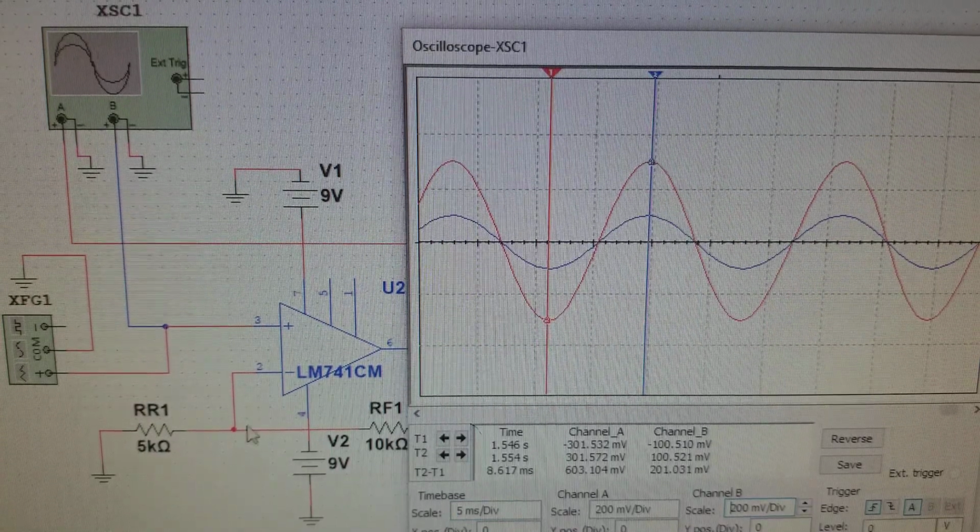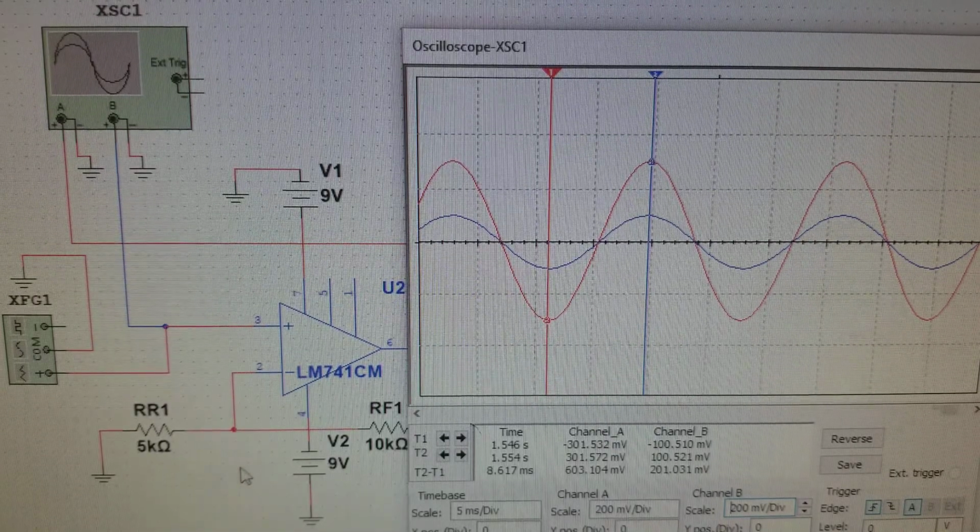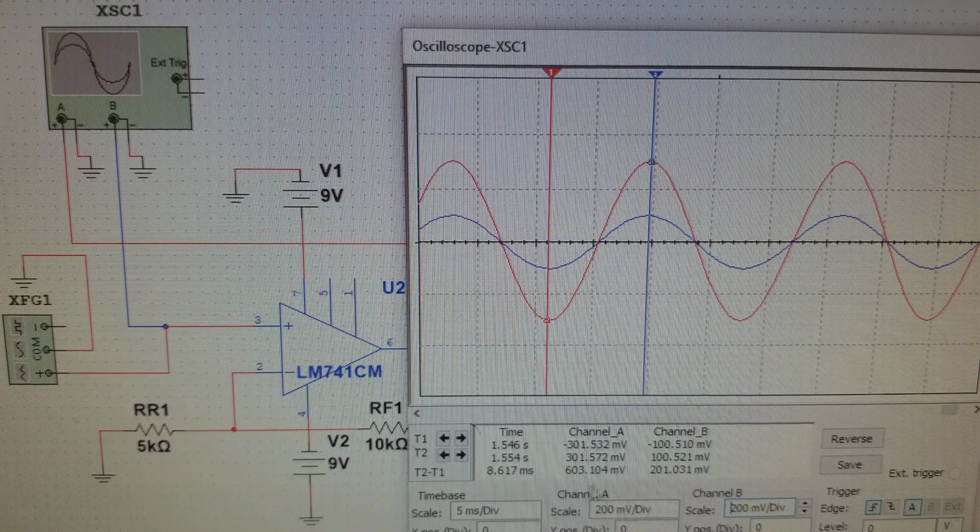So now that we've set the RR1 to 5 kiloohms, we can see that the output voltage is 603 millivolts, and the input voltage is still at 201 millivolts. So to calculate the gain, you divide 603 by 201, and that gives you a gain of 3. You can see that our input sine wave is in phase with our output sine wave.